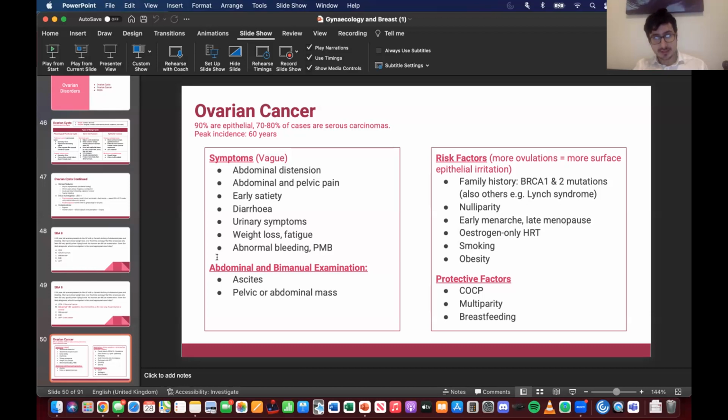Rarely, you can get ascites in the examination. That would indicate skipping the CA-125, skipping the ultrasound, immediately referring. And similarly, if you notice a mass on abdominal examination. Risk factors is related to more ovulations, so more surface epithelial irritation. Lynch syndrome can cause it, more commonly BRCA1 and 2 mutations. Not having been pregnant before, a longer duration of having had periods, smoking, and obesity. What protects you? Stuff that reduces the amount of ovulations you have. So the pill, having multiple children, and breastfeeding.